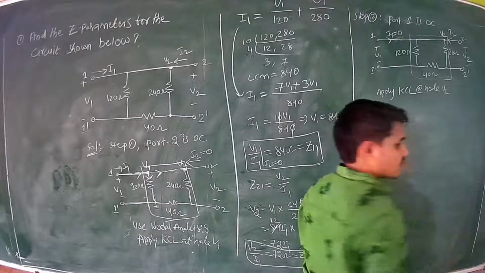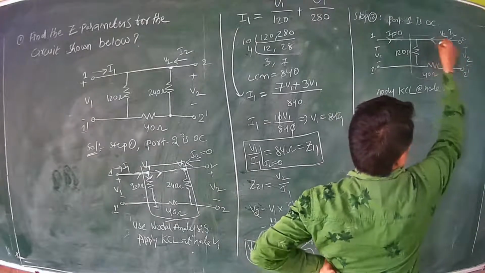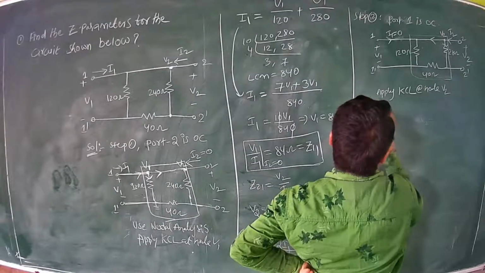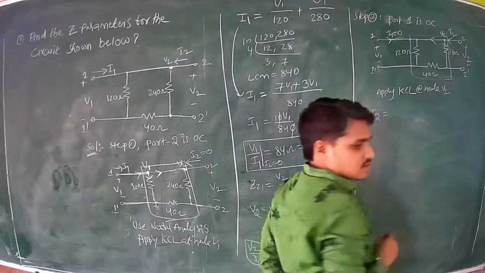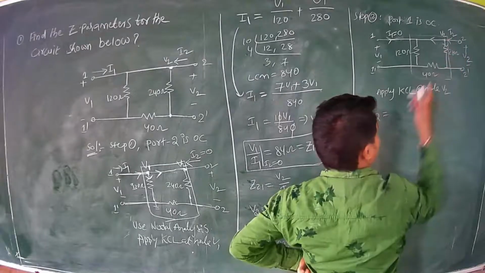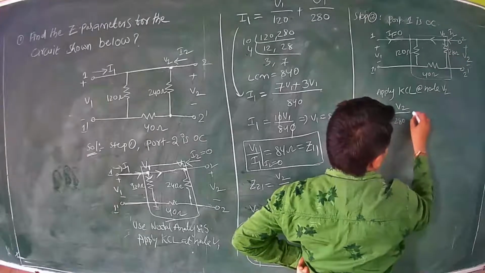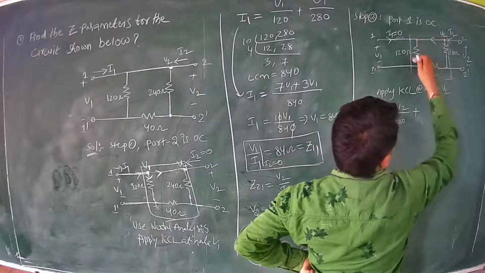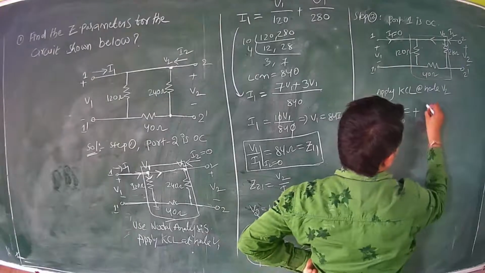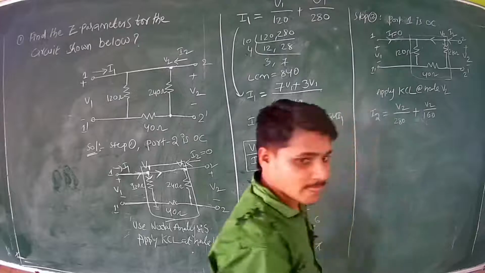So what are the currents coming here? Current I2 is coming, and the currents are leaving like this. According to Kirchhoff current law, entering currents equal leaving currents. I2 equals the current leaving here, V2 by 280, voltage by resistance according to Ohm's law, plus this current, which is of course 0. Therefore V2 by 120 plus 40, that is 160.